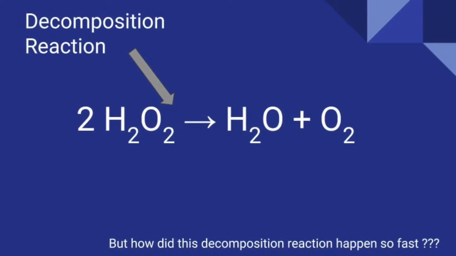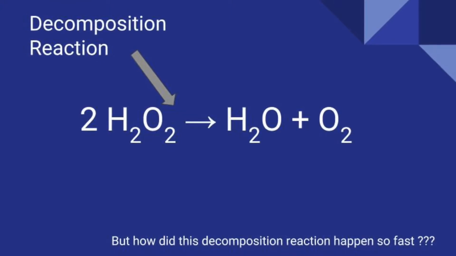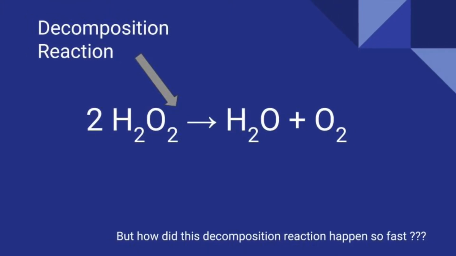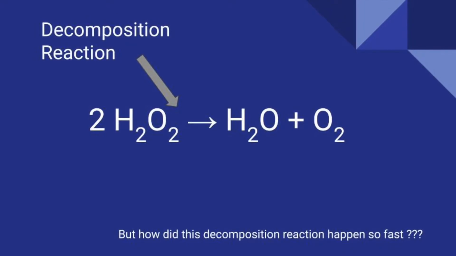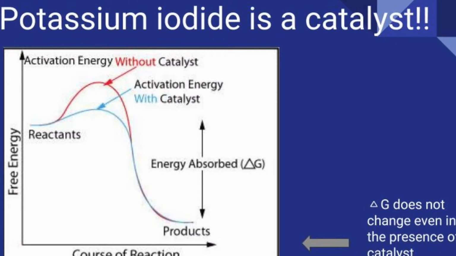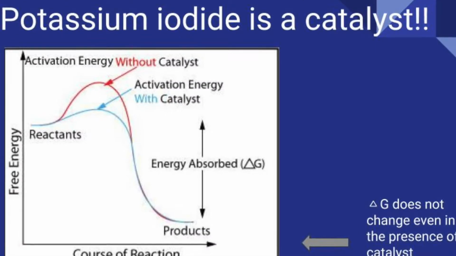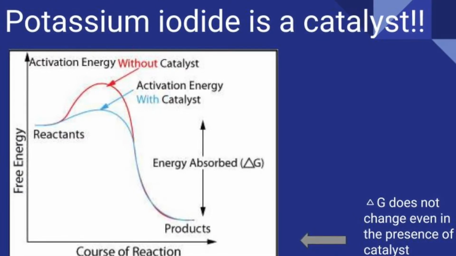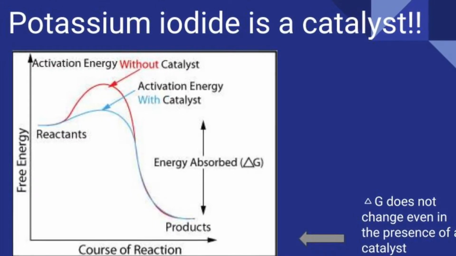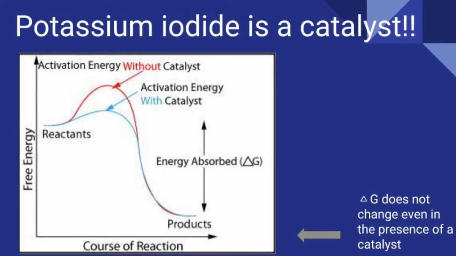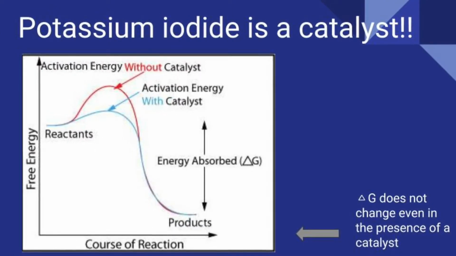A decomposition reaction is classified by one substance breaking down into 2 or more substances. In this case, the decomposition of hydrogen peroxide left us with H2O and pure oxygen. Normally, decomposition reactions and many other reactions occur at a slower rate, but with the introduction of a catalyst, in this case potassium iodide, we were able to speed up the reaction by allowing the reaction to take a quicker route, lowering the activation energy.